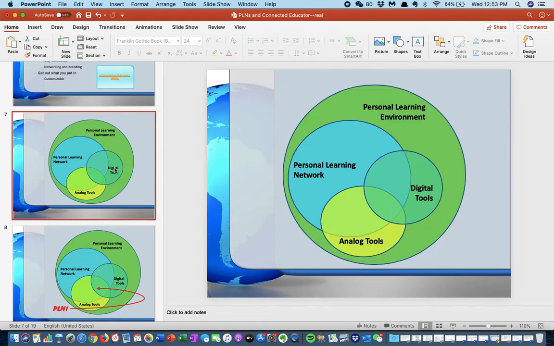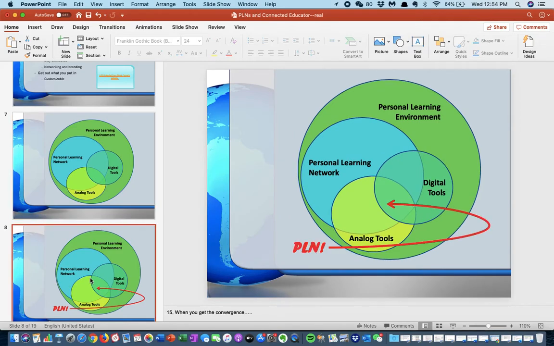And another useful graphic I found, when people are learning what it's all about, is that everywhere you learn in the world is your personal learning environment. Okay, so analog and digital learning environments live within the PLE. Then there's your PLN, your personal learning network, which is a combination of the digital tools and the analog tools, like I said earlier. They both filter into that. And so your PLN lives within here. Now, I think that gets across the message.